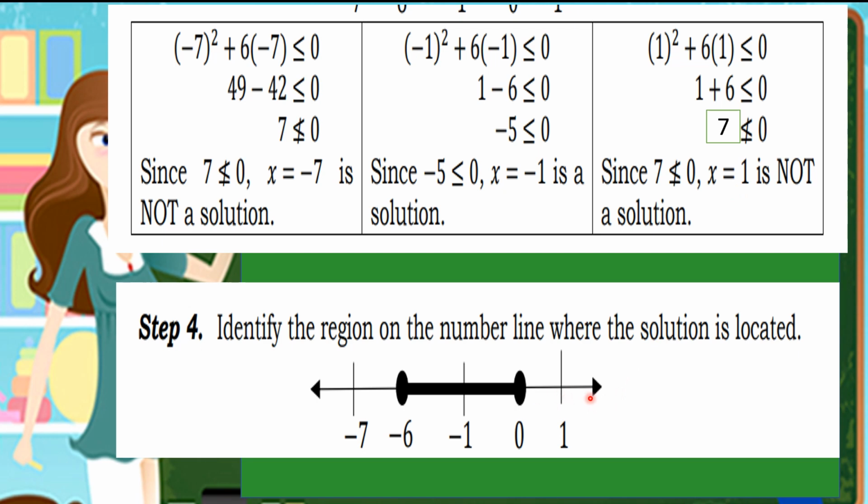Opo. And then, what are the values of x? So, dito class, kaya na nating identify. Ano kaya ang mga values ng x natin? Siyempre, we have negative 5, negative 4, negative 3, negative 2, negative 1, negative 1.5, negative 1.3. So, lahat ng numbers, kasama din si 0. Kasama si 0 at si negative 6.